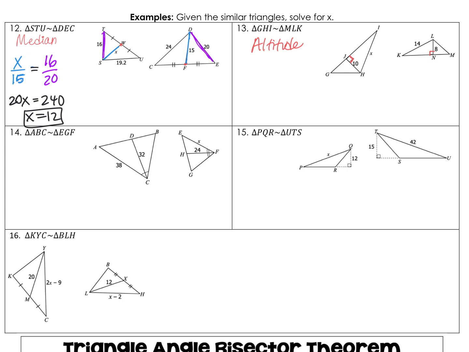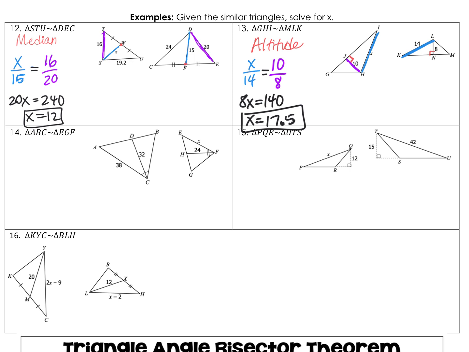So we can start with x again. X corresponds to 14. And that's equal to, I have to start with 10. And 10 corresponds to 8. Okay, cross multiply and solve. So it'd be 8x equals 140. You divide by 8. 17.5. So you just need to make sure you're putting the corresponding pieces together, okay?